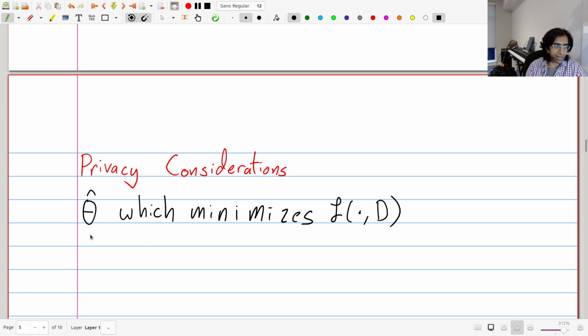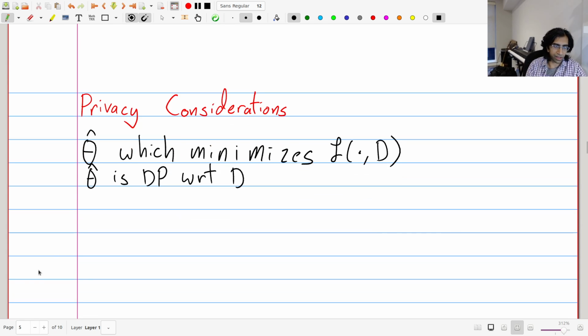But the other thing we want is that theta hat is differentially private with respect to D. That is, it does not leak information about D in the standard sense we've talked about all through this course. And to see that solving this problem might give information about the data set D, let's consider a simple example, such as the median. The median we've seen many times, and you should be familiar with it.